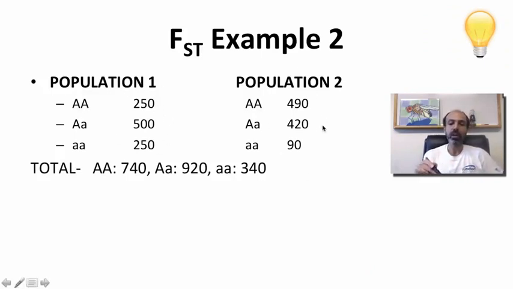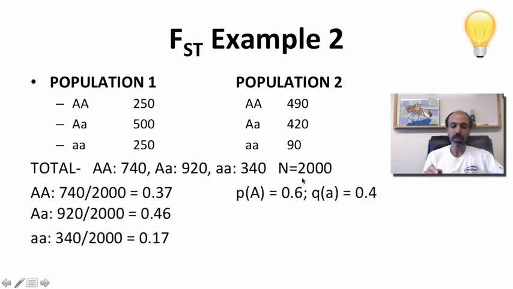This population is also at Hardy-Weinberg, but they differ in allele frequencies. So here's our pooled population. I just summed these numbers together. 250 plus 90 is 340. 250 plus 490 is 740, etc. So again, what we do is we calculate the totals, get the genotype frequencies, get the allele frequencies. So here's our total, 2,000.